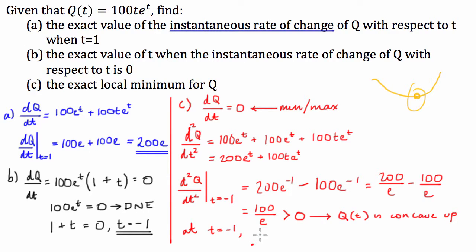So we can write, therefore, the minimum is going to be equal to the exact local minimum for Q. We know that T is -1, we just have to figure out what Q is. So Q is going to be equal to, we have to find Q at -1, which is -100 times e to the -1, which is equal to -100 over e.